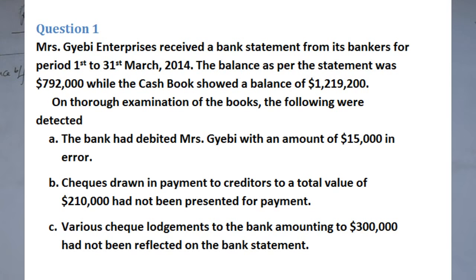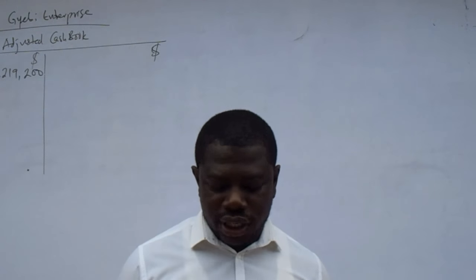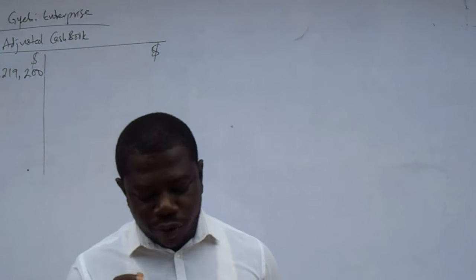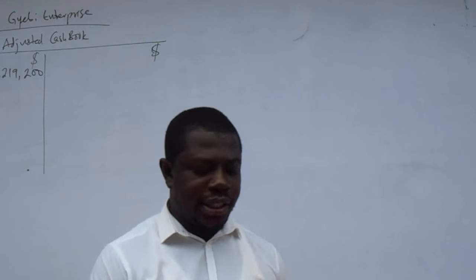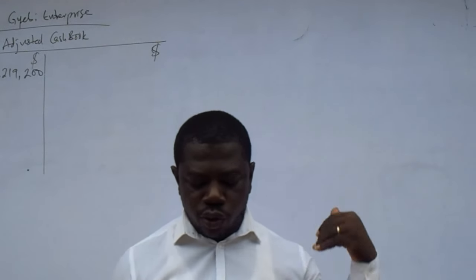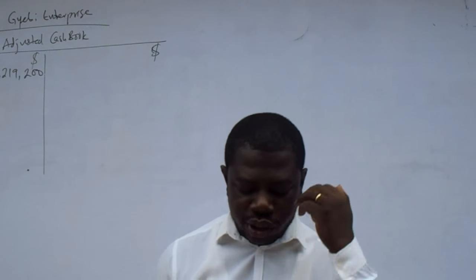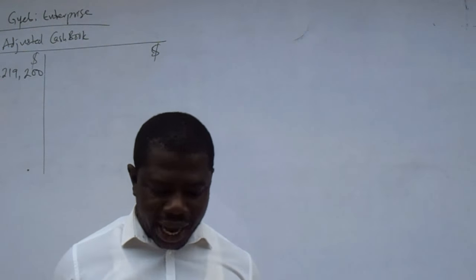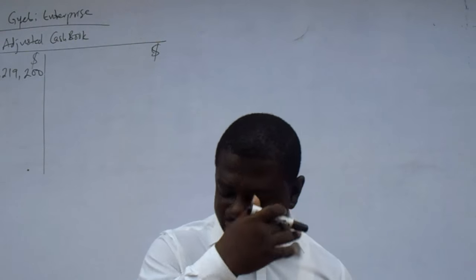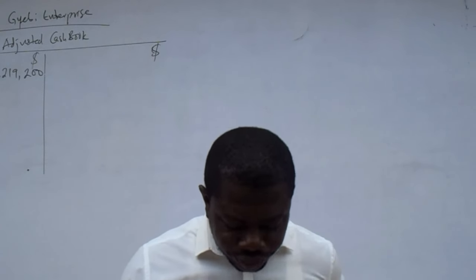We are told that on thorough examination of the books, the following were detected. A. The bank had debited Mrs. JB with an amount of $15,000 in error. This is a wrong debit, and a wrong debit will not appear in the adjusted cash book. This one will go to the bank reconciliation statement because this one was committed by the bank. So we skip it and we mark it down as a wrong debit.